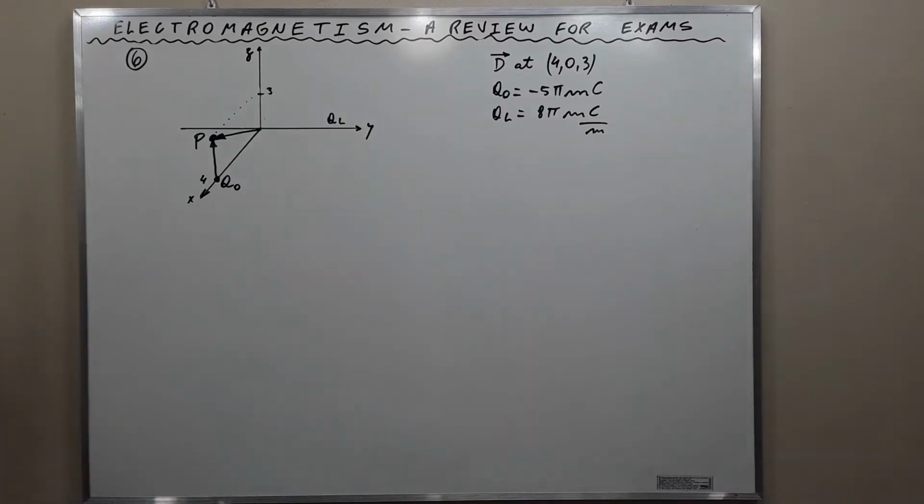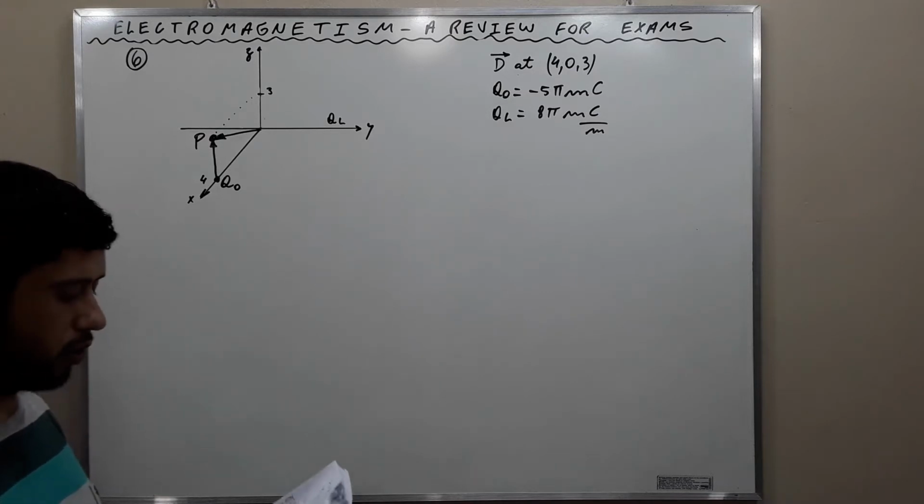Exercise 6 now. Determine the flux density D at P(4, 0, 3) if there is a point charge of negative 5 pi microcoulombs at (4, 0, 0) and a line charge of 8 pi microcoulombs per meter along the y-axis. This is the exercise. Let's go to the solution.